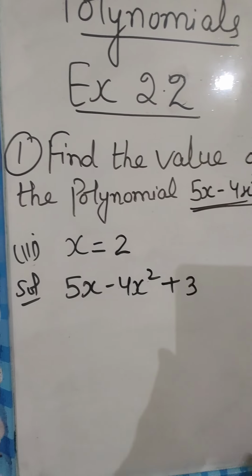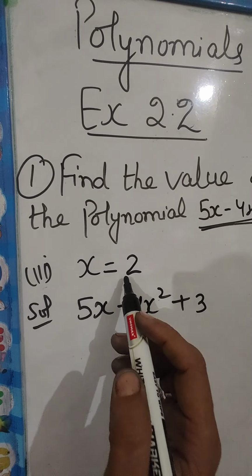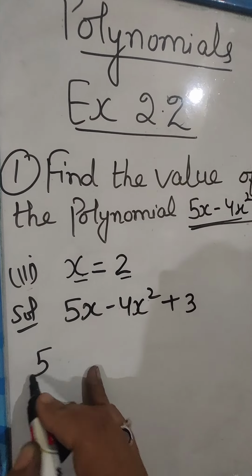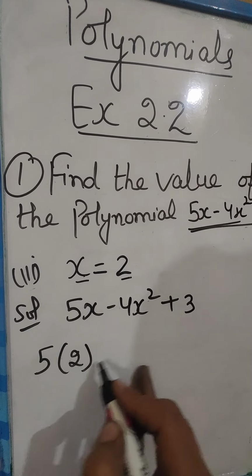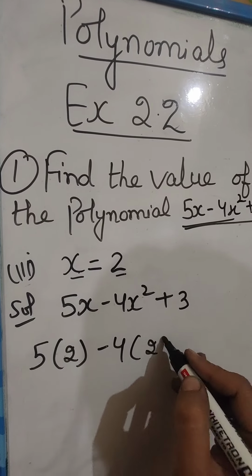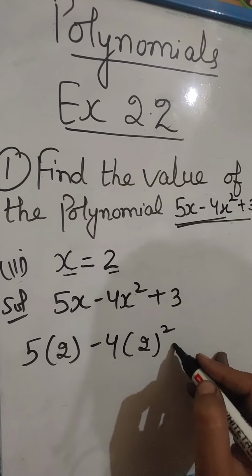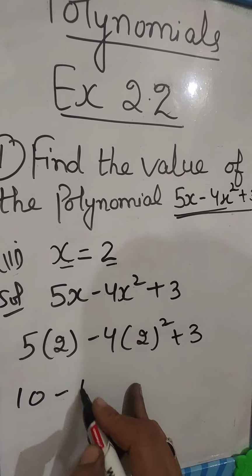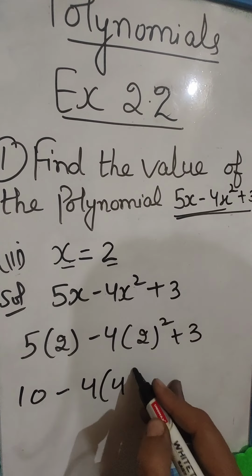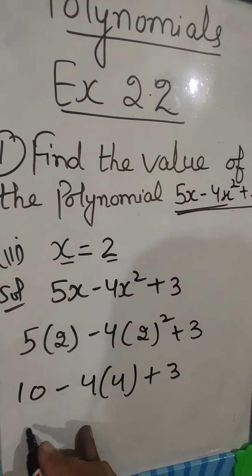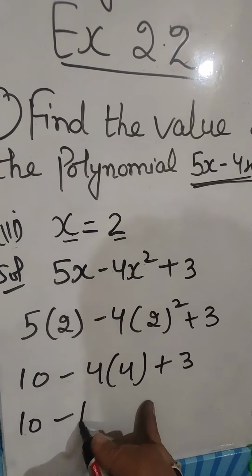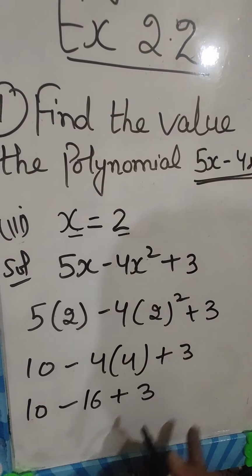So let us take now the third part where x is equal to 2. Now we will put the value x equals 2. So just do it: 5 times 2, minus 4, now square of 2, plus 3. Now 5 times 2 is 10, minus 4, 2 squared is 4, plus 3. So 10 minus 4 into 4, 4 fours are 16, plus 3.